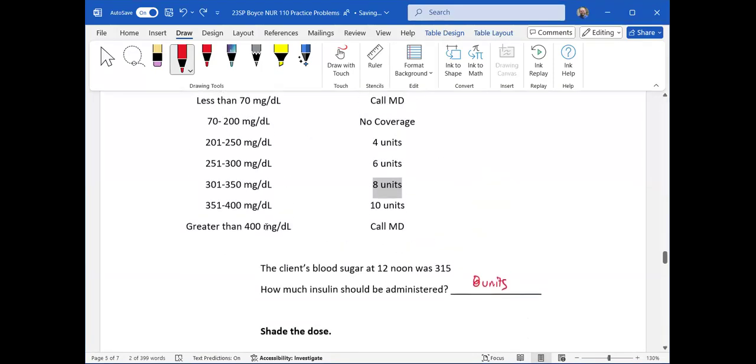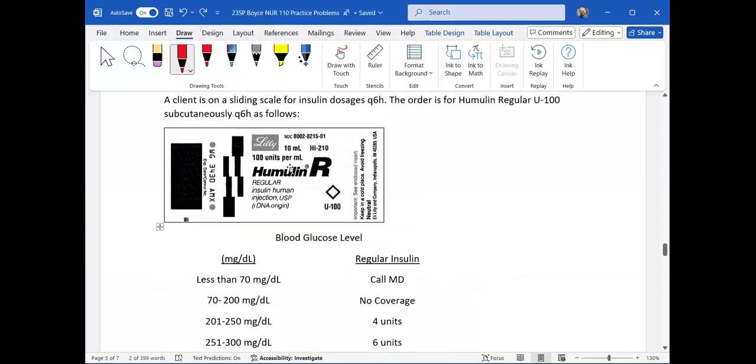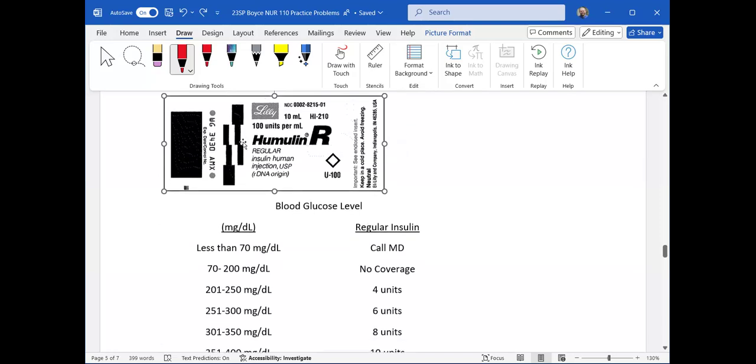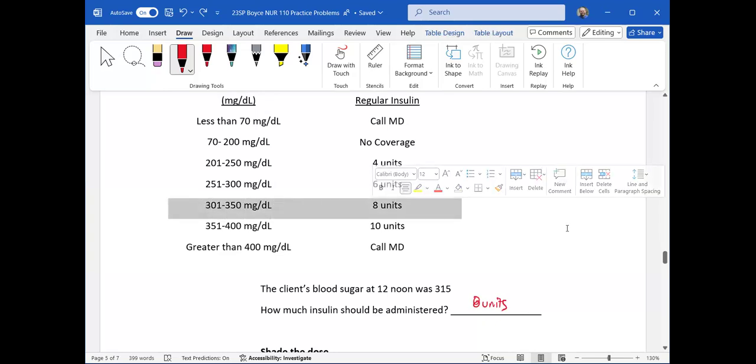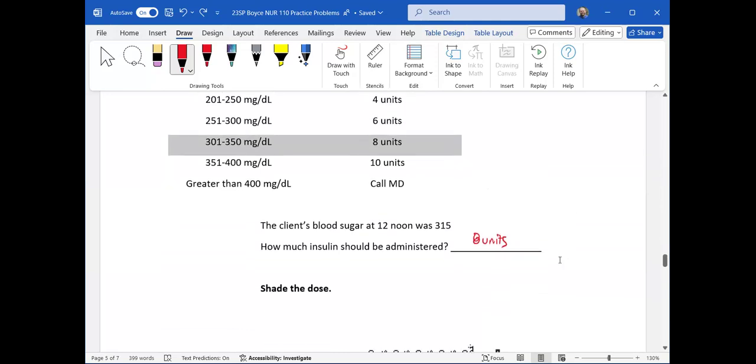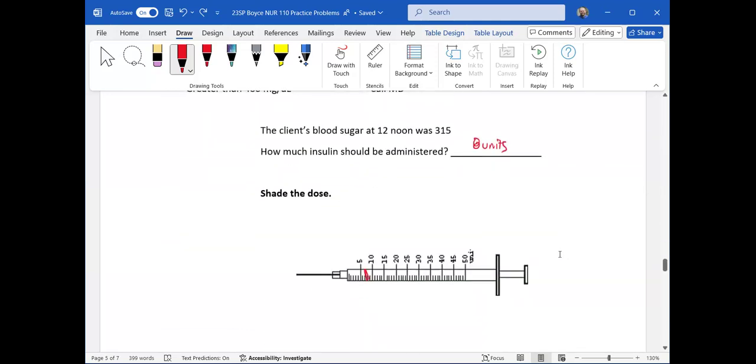All right. So coming back, here's the label. Like I said, it says 100 units per milliliter, but you don't need to do anything with that information. Insulin is delivered in units. The order is 315, which fits in this range here. So it's 8 units is what you're administering. And then you would just shade the dose.